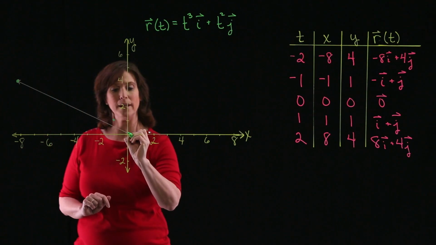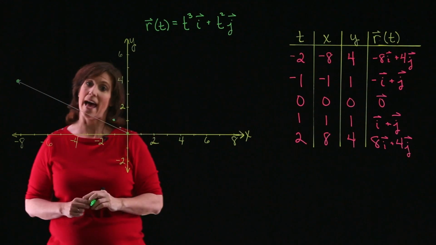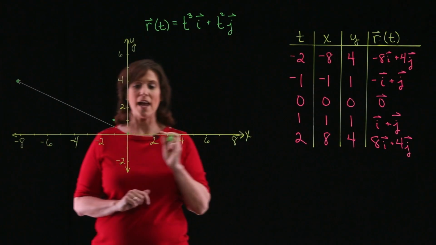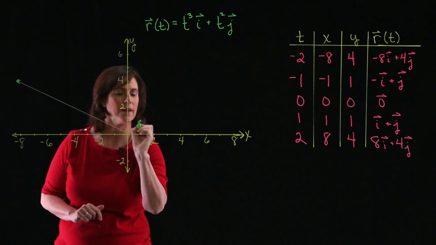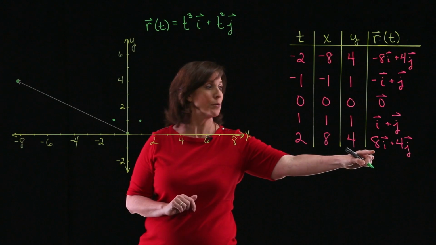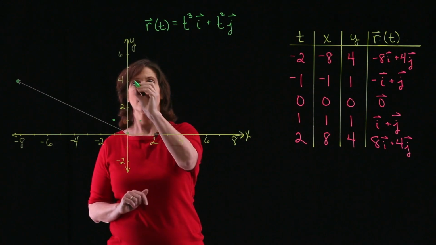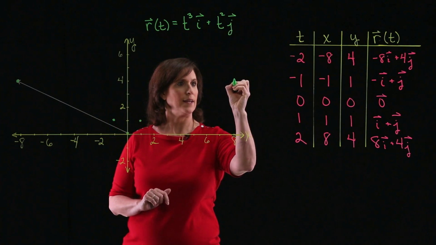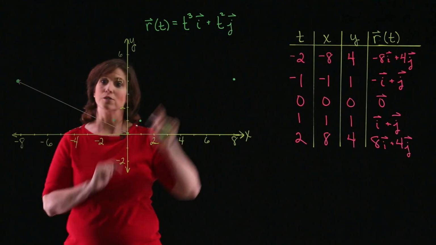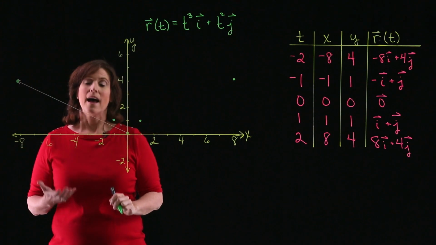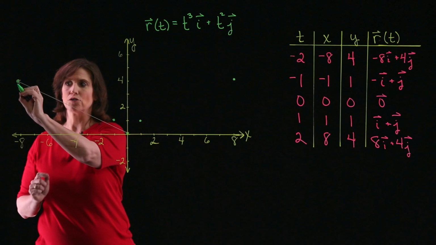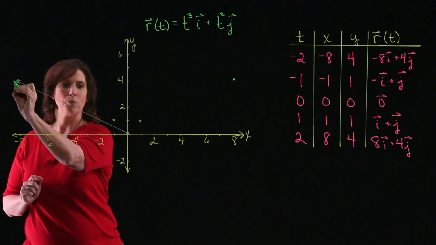I have another terminal point created by my 0 vector that's at the origin. When t equals 1, my vector i plus j has a terminal point at 1, 1. And for the vector 8i plus 4j, the terminal point is going to be 8, 4, which will be right here. So again, envision vectors going out to those points. Okay, I only have 5 points, but that's going to give me an idea of what happens to this curve. I'm going to trace along these terminal points.